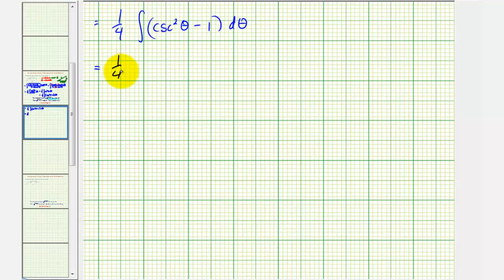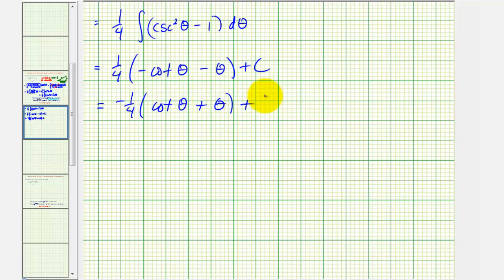So we'll have 1/4 times the quantity. Well, the integral of cosecant squared theta is equal to negative cotangent theta, as we saw in the previous slide. The integral of 1 would be theta. Then we have plus c. Let's go ahead and factor out a negative 1 here. That would give us negative 1/4 times cotangent theta plus theta, plus c. So here's our antiderivative in terms of theta, but we need this in terms of x.